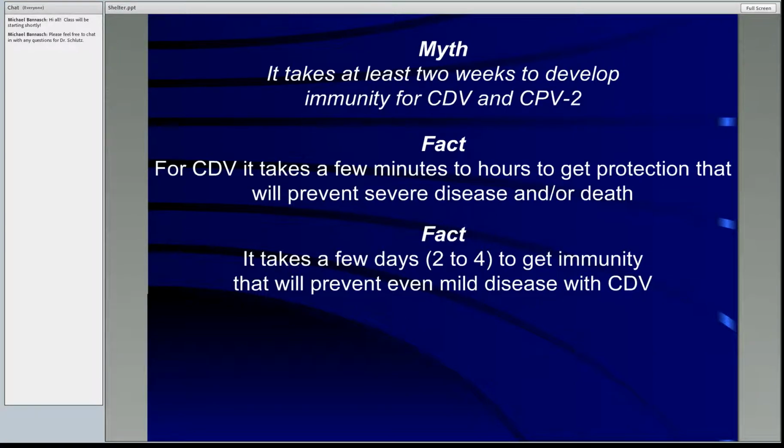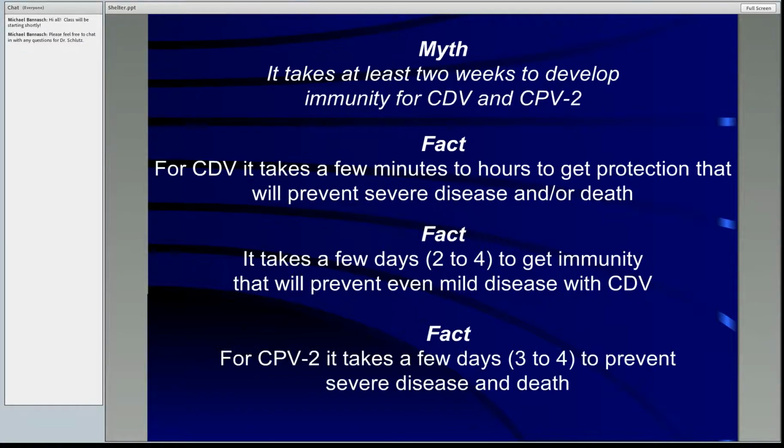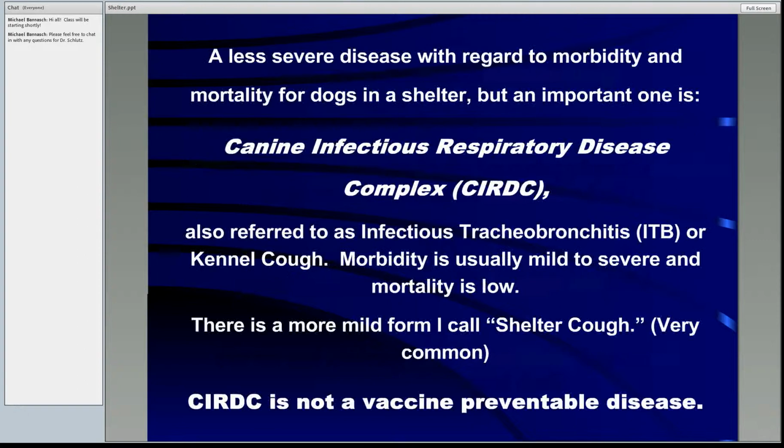And for real protection, and this is really as good as it gets, with a distemper vaccine, within 2 to 4 days you really have very good immunity that will prevent even mild disease signs. So that's incredible for a vaccine to be able to do that. But ironically, it's not too much different for canine parvo. Within about 3 to 4 days, we can prevent severe disease and death. With many other vaccines, it takes a longer time. But this, again, is why we want to vaccinate as quickly as possible.